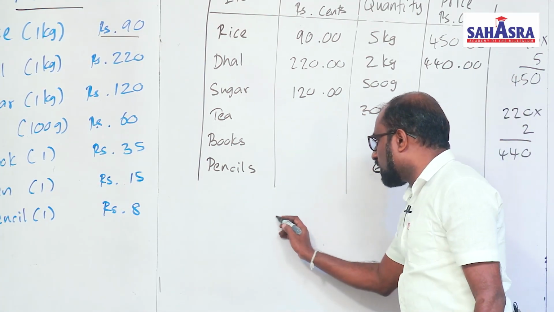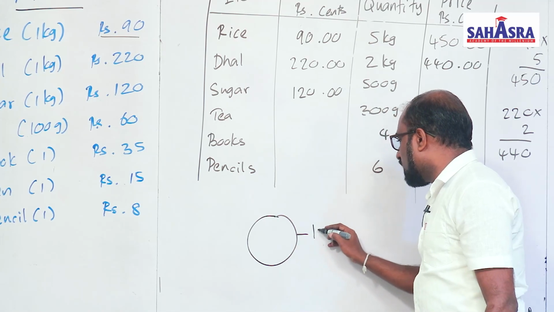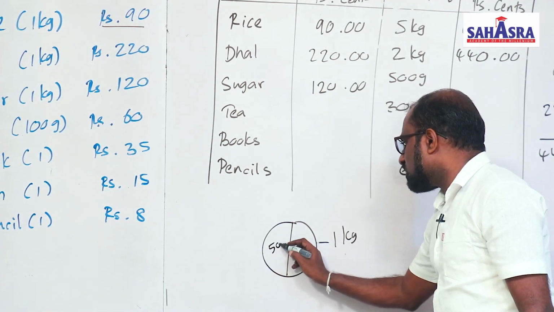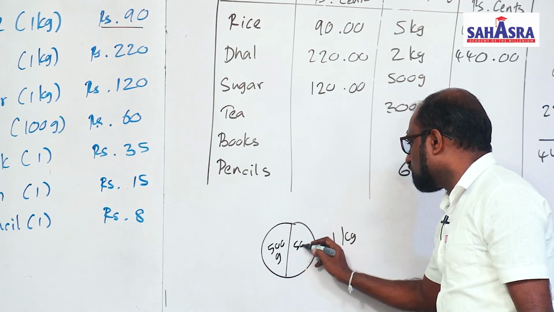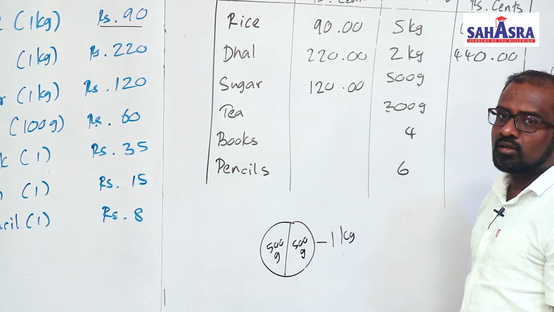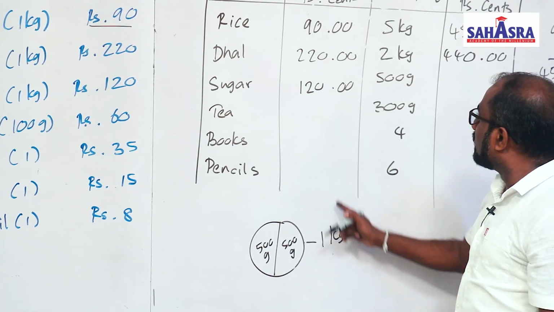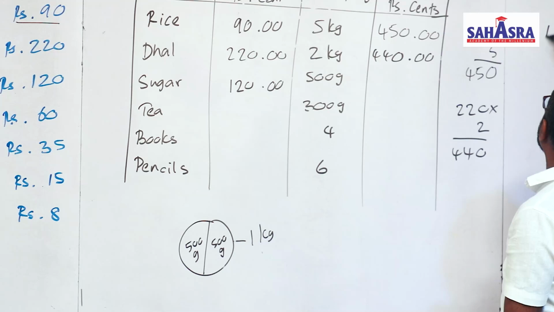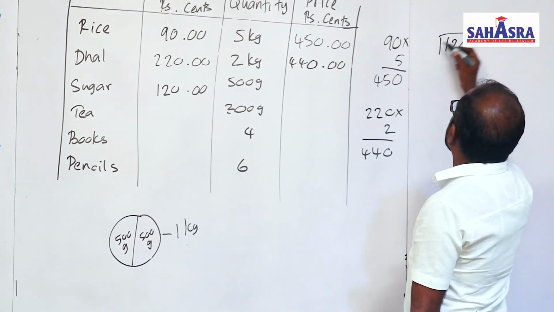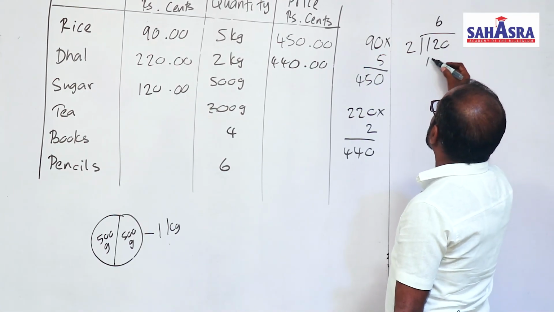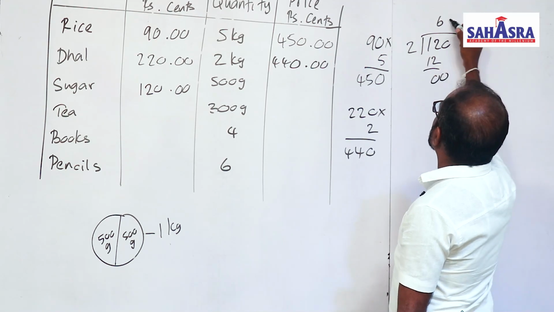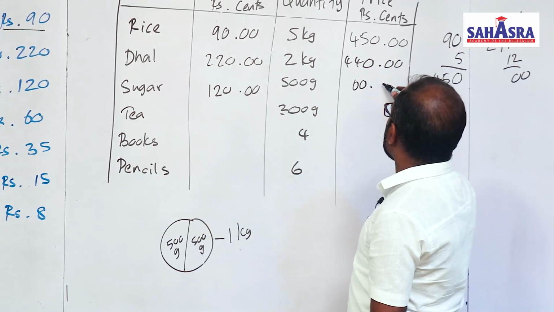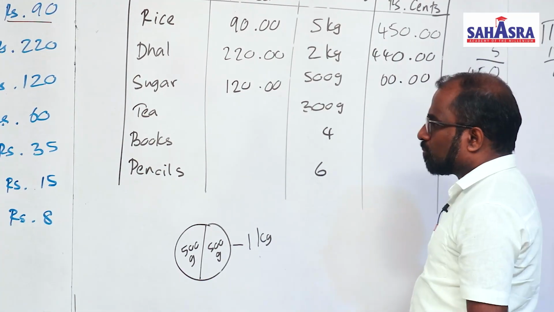If this is 1 kilogram, then 500 grams can divide into 2 parts: 500 grams, 500 grams. So for sugar, 1 kilogram is 120, and 120 divided by 2 is, what is the answer? 2 times 6, 12, 0. The price of 500 grams of sugar is 60 rupees.